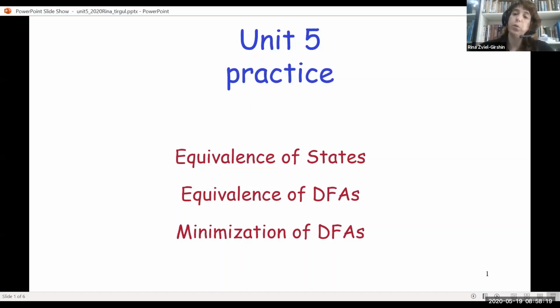If I can't improve, if I can't find additional separation, I know that I should stop. And this was the idea behind the minimalization of DFA. So basically the idea is to start with your DFA and to build equivalence states and continue with the algorithm until you can't separate any more states, and then redraw the automaton. And that is basically what we will do today.